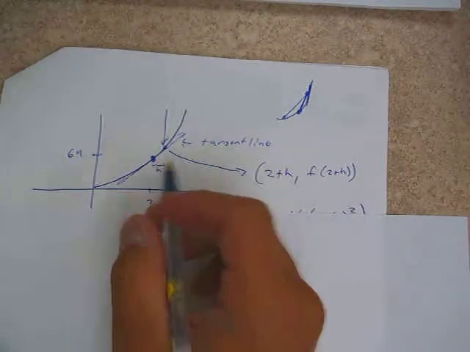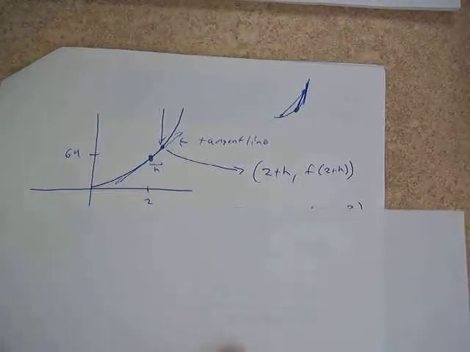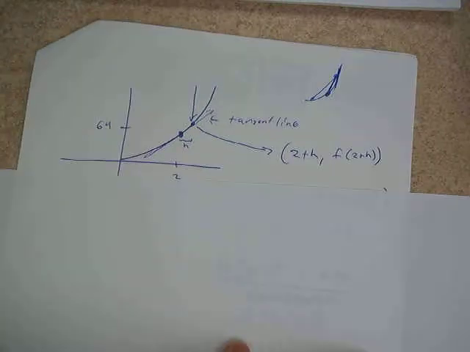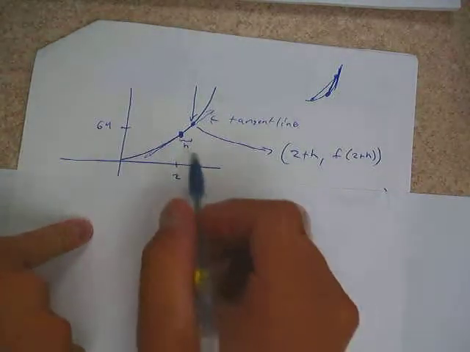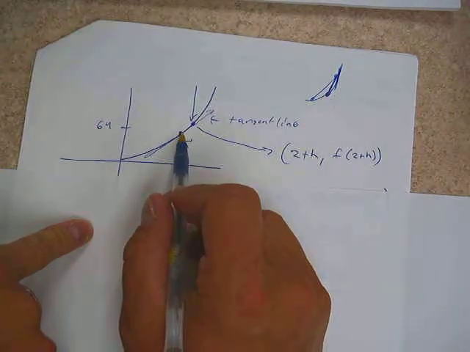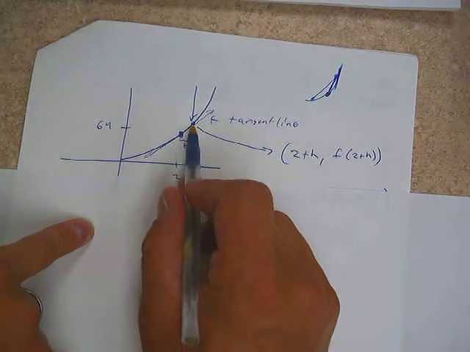So if this is my point (2, 64) here, and I want to figure out what's the slope of the tangent line at that point, the question is, what do I do? Well, that's what we're going to develop. We're going to develop a method to do that today. Because if you think about it, the only way we know how to calculate a slope is to have 2 points. If we only have 1 point, the slope formula doesn't work, does it?